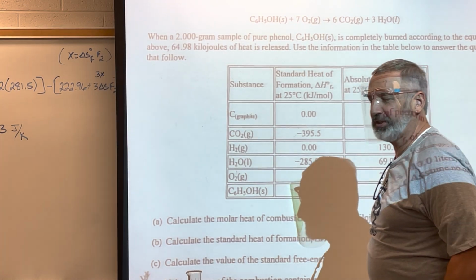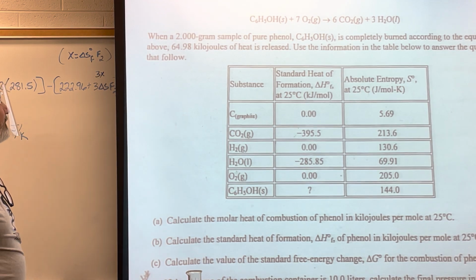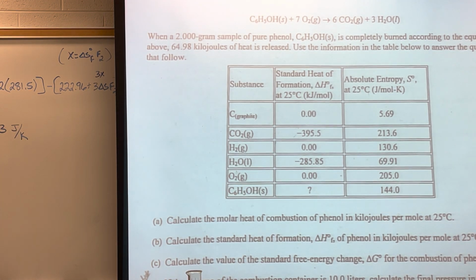All right, welcome to part 2, second period. We're talking about this 1998 problem. When 2 grams of a sample of pure phenol is burned, 64.98 kilojoules of heat is released. So how do I get the molar enthalpy?